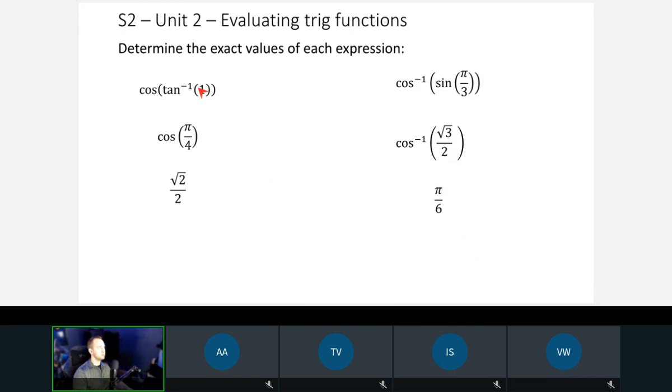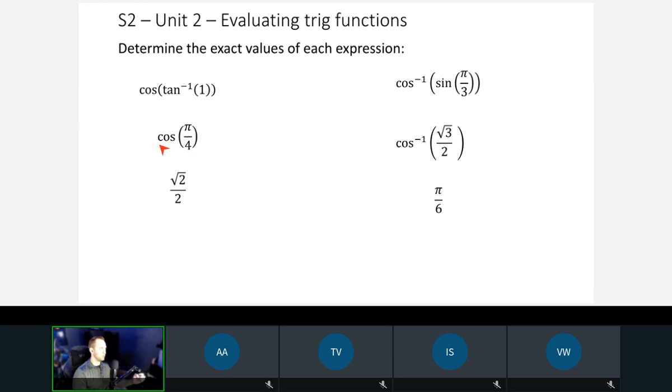This one, you want to do the inside and work yourself out. So we would do the inverse. You probably don't want to type this all in at once because a lot of calculators have trouble doing this directly. So you want to do arctan of 1 first. Make sure we are in radian mode. So arctan of 1 gives us pi over 4.